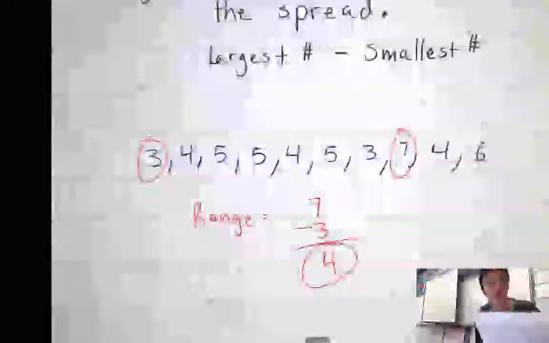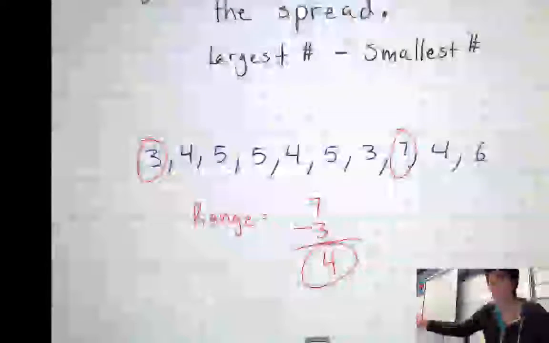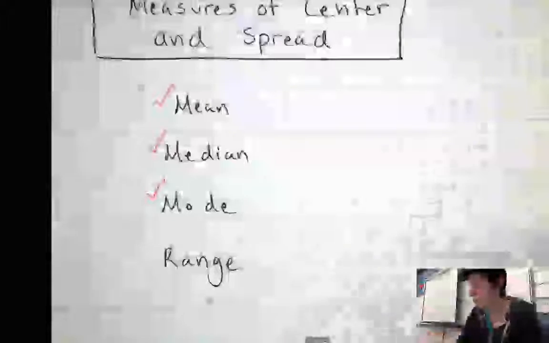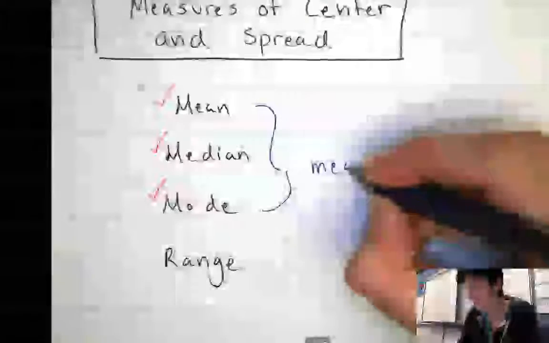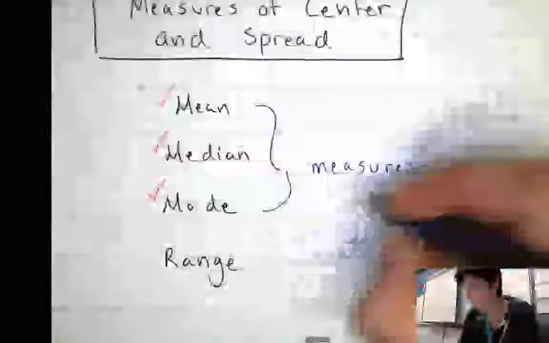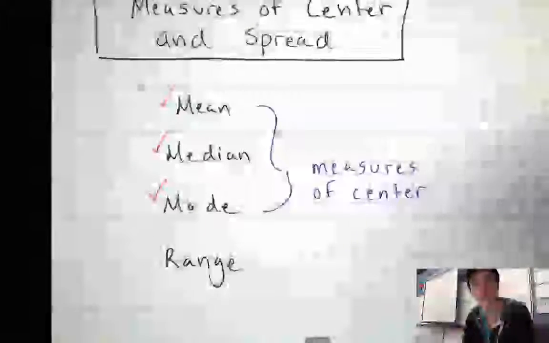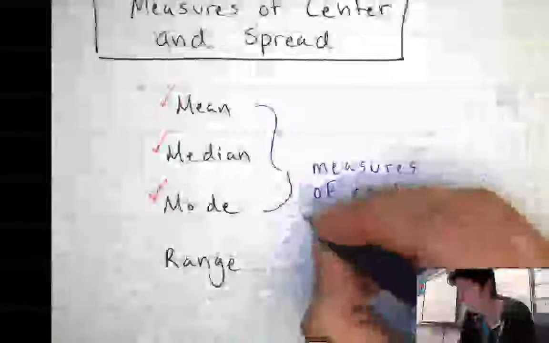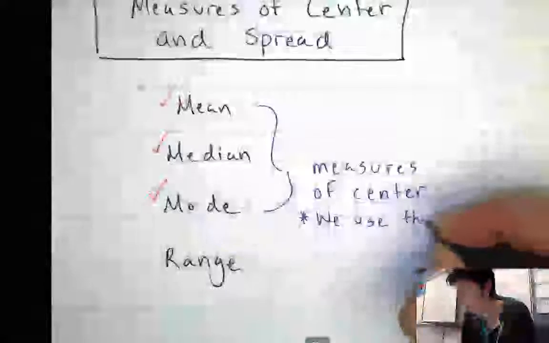If you're trying to kind of wrap up your video notes and you want to write something down to kind of summarize everything, this is what I would recommend writing down. Measures of center and spread, mean, median, mode are all measures of the center. So measures of center. And the reason we collect mean, median, mode is we use them to describe data. So I'm going to write a little note here. We use these to describe data.